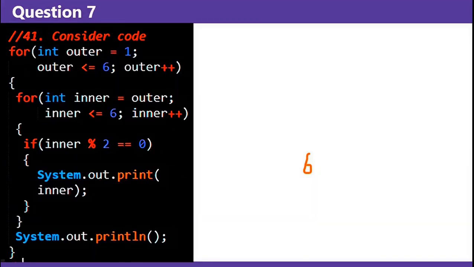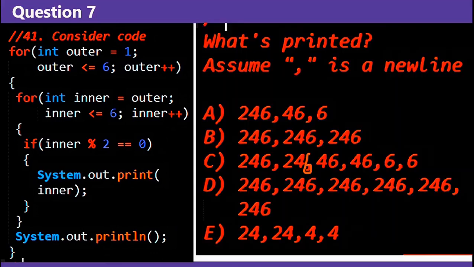Question 7 uses two nested for loops. The outer loop starts at a particular index, and the inner loop starts at the same index as the outer loop. On each iteration of the inner loop, the index is checked to see if it is even, and if so, it is printed. That's why the answer is C.